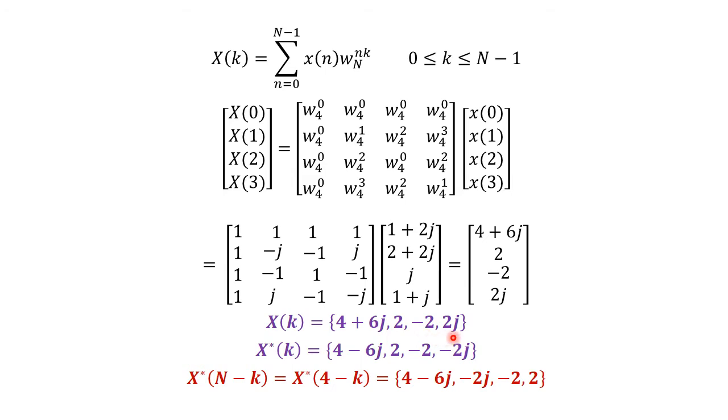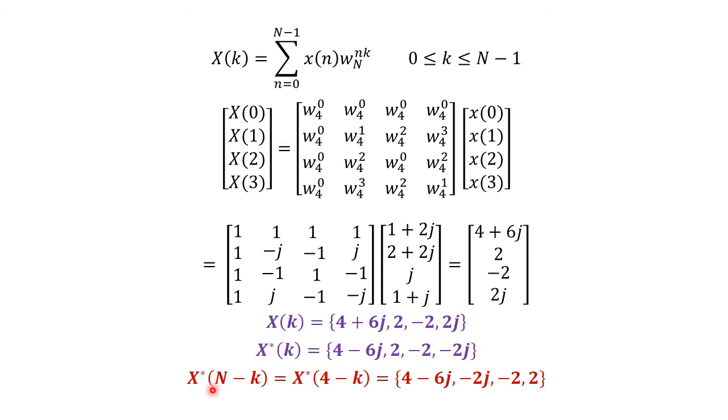For further calculation we require one more, that is X conjugate of k, from which we are going to derive X conjugate of N minus k. So this X conjugate of N minus k is required for further calculation. First let us have this X conjugate of k. Conjugate is nothing but the complex conjugate we are going to take. The sign of the complex value is going to get reversed. Therefore, in X of k we have 4 plus 6j; in X conjugate of k we have got 4 minus 6j. Similarly, continuing, 2 and minus 2 minus 2j we are going to have.